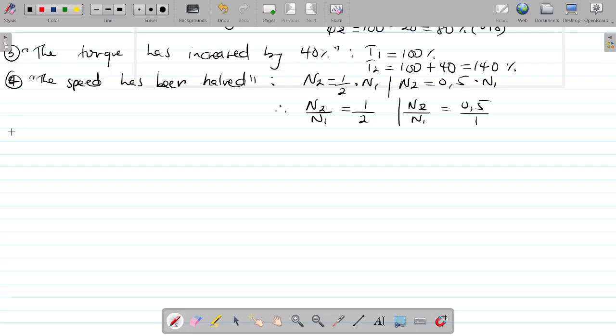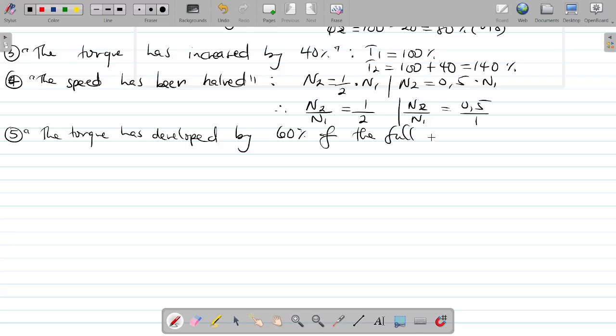Next condition, number 5. The torque developed is 60% of the full load, or the rated value.